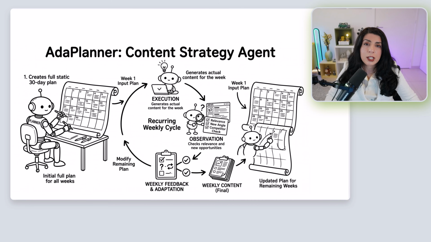First, a planner agent builds your full 30-day content plan. Then for each week, an executor agent writes the actual content. Then an observer agent checks: are these topics still trending? Is there a better angle? If yes, the remaining weeks adapt before the next one runs. The plan is not fixed, it evolves as it executes. So this is pattern 4.